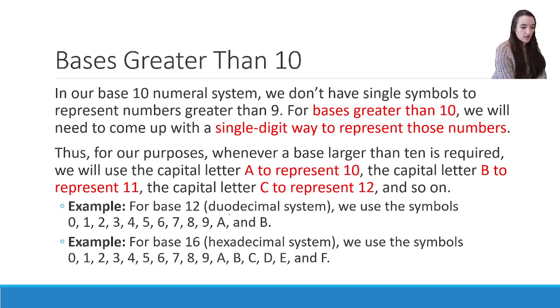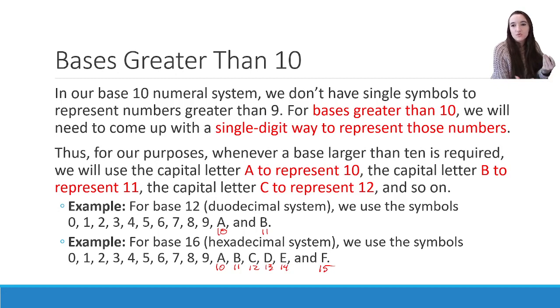So, for example, if we have base 12, we use the symbols 0 through 9 and then A and B, because this would be 10 and 11. Base 16 is then 10 for A, 11 for B, 12, 13, 14, 15. Again, like I said, we can keep going. We have 26 letters we can use. What do we do after we get to that 26th letter once we finish out with Z?